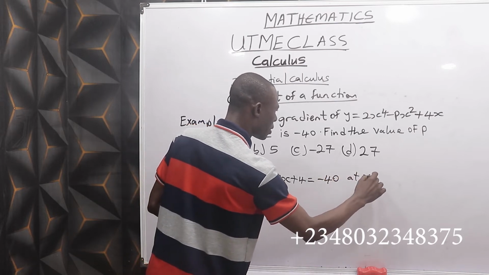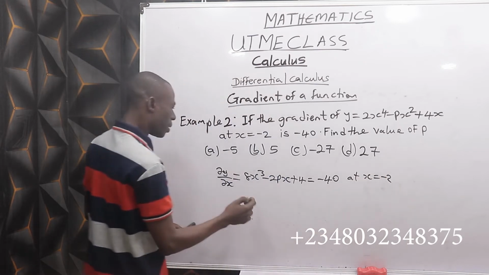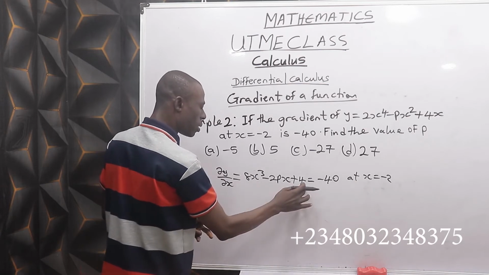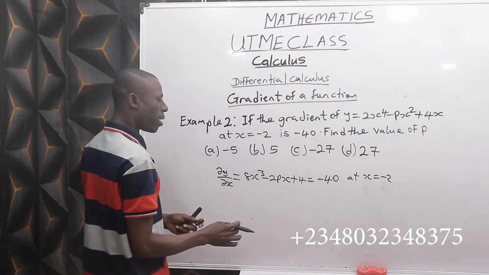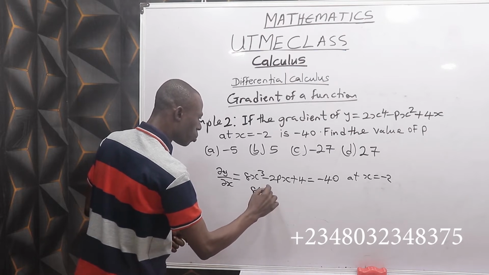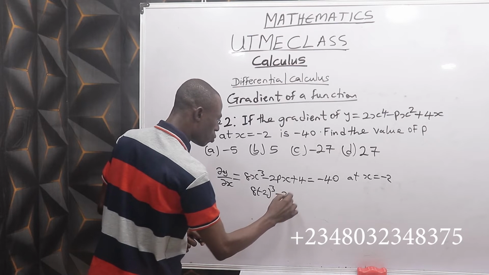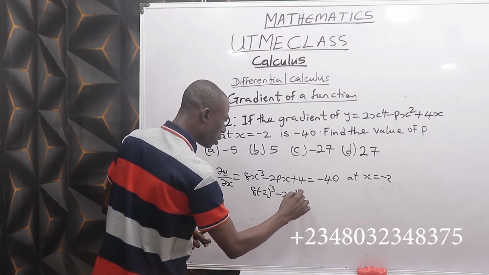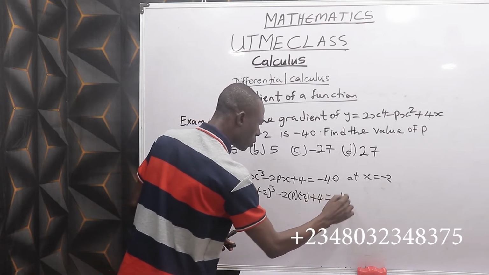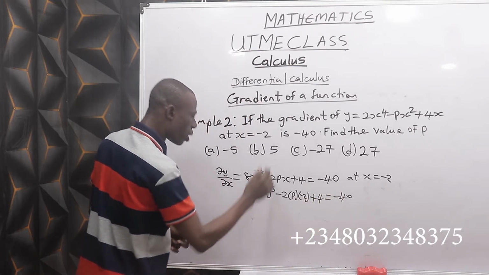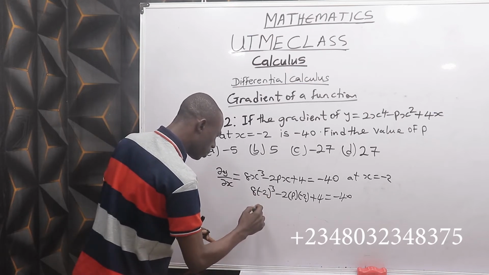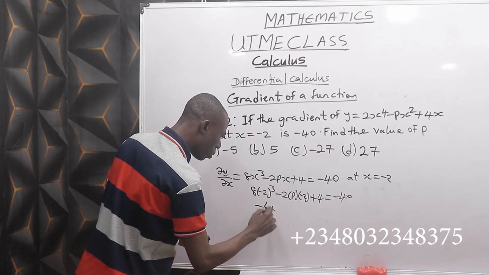at x equals minus 2. That is, if we supply x equals minus 2 into this gradient function, it is equal to minus 40. So that is 8 into minus 2 raised to power 3 minus 2 into p into minus 2 plus 4 equals negative 40. Negative 2 raised to power 3, that is negative 8. Times 8, that is negative 64.